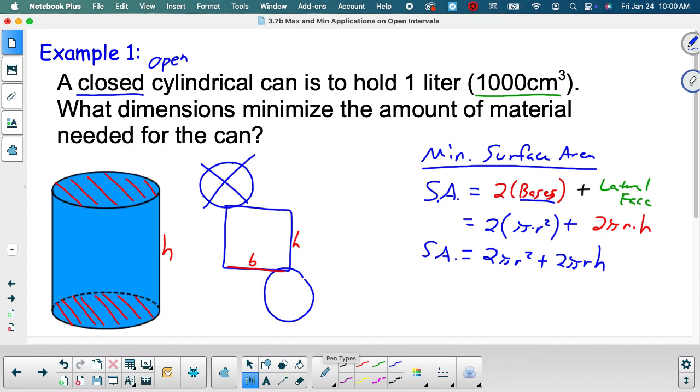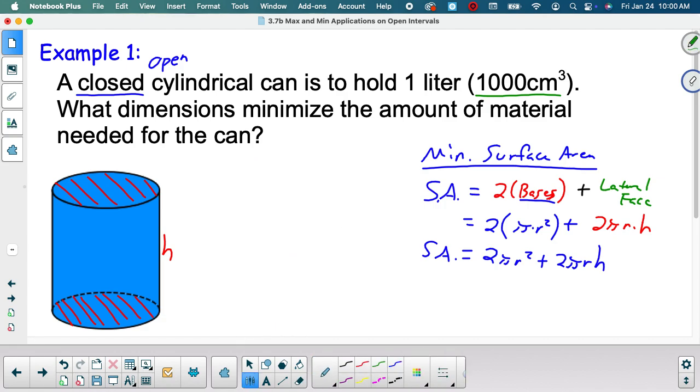Now, this is like what we've been doing, Mr. Roy. We've been doing the same thing. We have an equation. My equation now, I have r and h's in it. So again, the goal is, can I write this as one variable? Well, what's the one constraint about my cans that I'm making for Campbell's soup? The one constraint is what? How much volume does each can have?